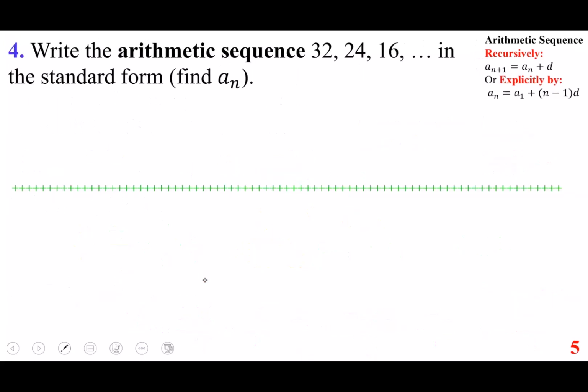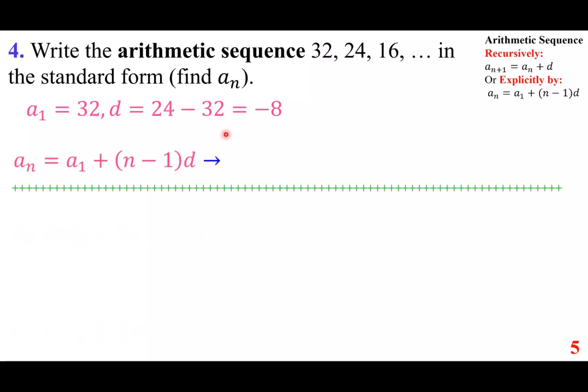You want to write the arithmetic sequence in the standard form, meaning we want to find a sub n. So what is given as we look at this? A sub 1 is 32. D is the difference between the two, 24 minus 32, and it's negative 8. Now that we have that, we're going to put it in the format a sub n equals a sub 1 plus n minus 1 times d. So a sub n equals a sub 1, which is 32, plus n minus 1 times d, which is negative 8.